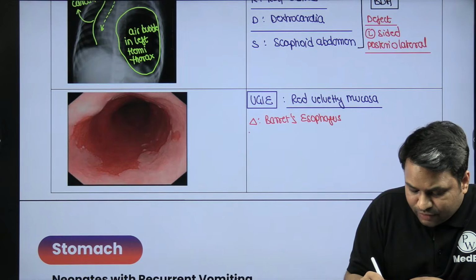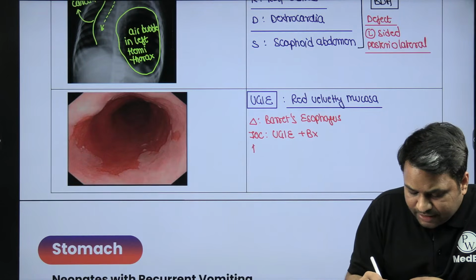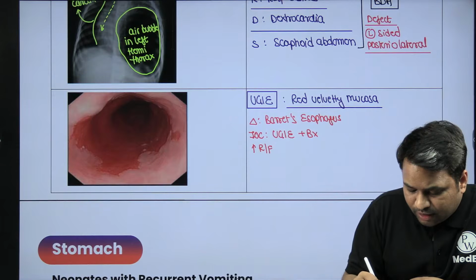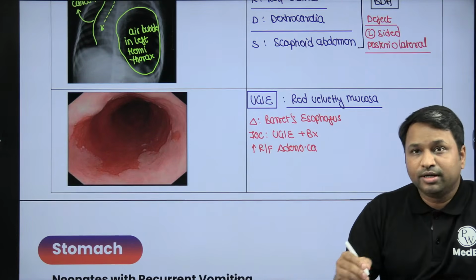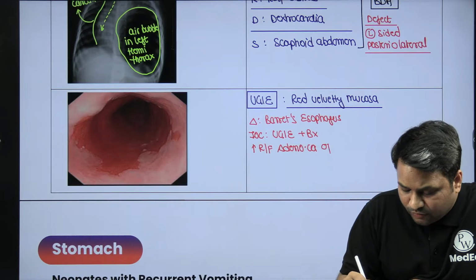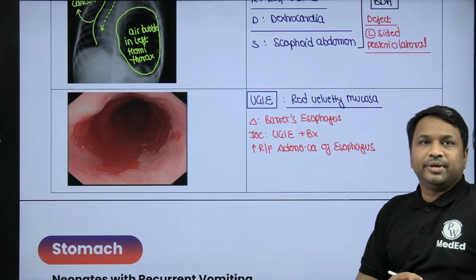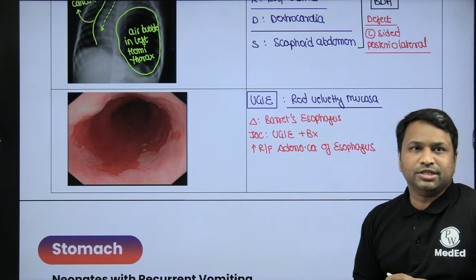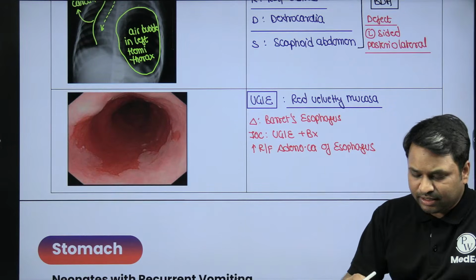What is the investigation of choice for Barrett's esophagus? It is upper GI endoscopy with biopsy. Barrett's esophagus increases the risk for adenocarcinoma of the esophagus, not squamous cell, that's important. But a CMV esophagitis will have erosions. There is no erosion, there is only metaplasia that you can see. Redness is clearly evident.